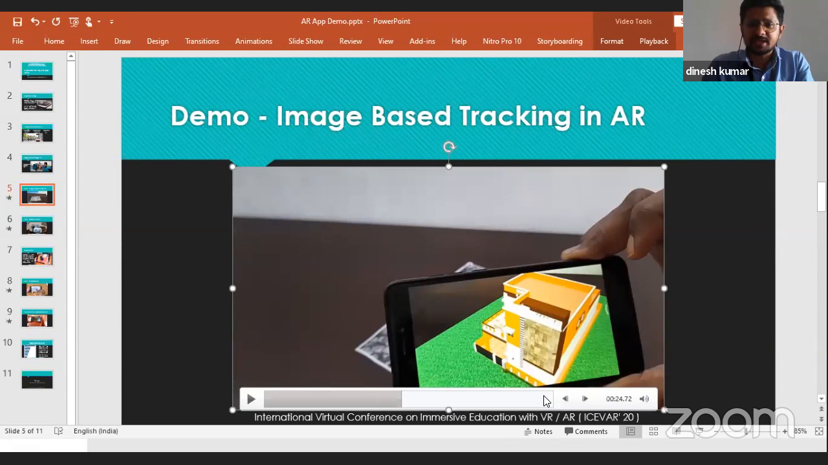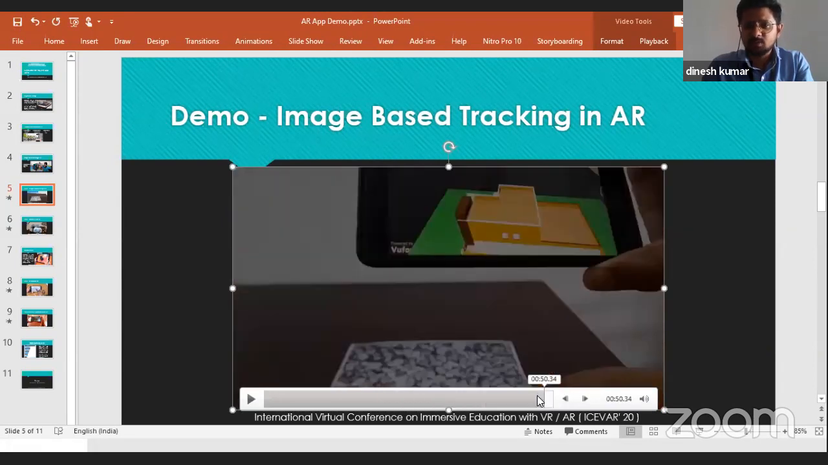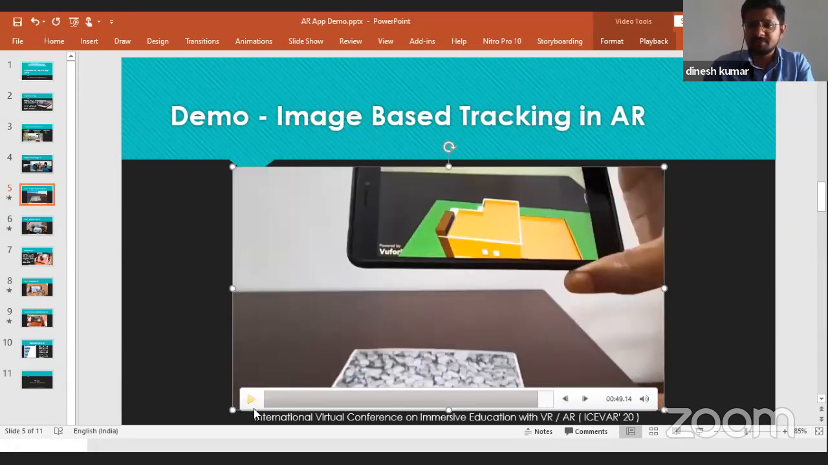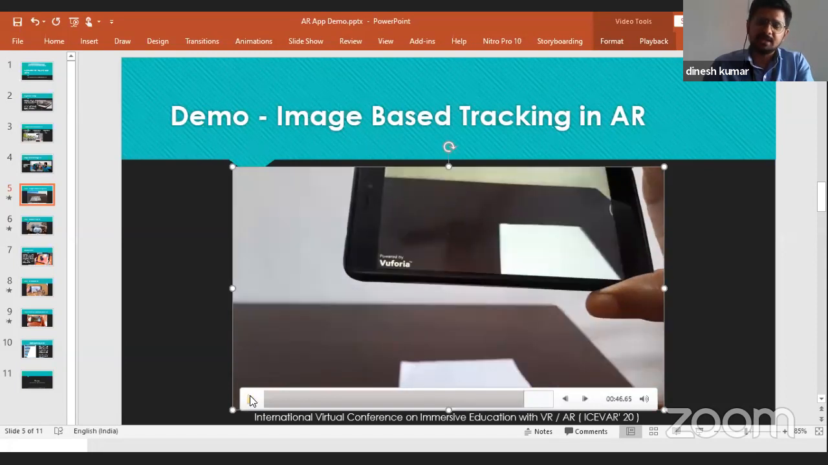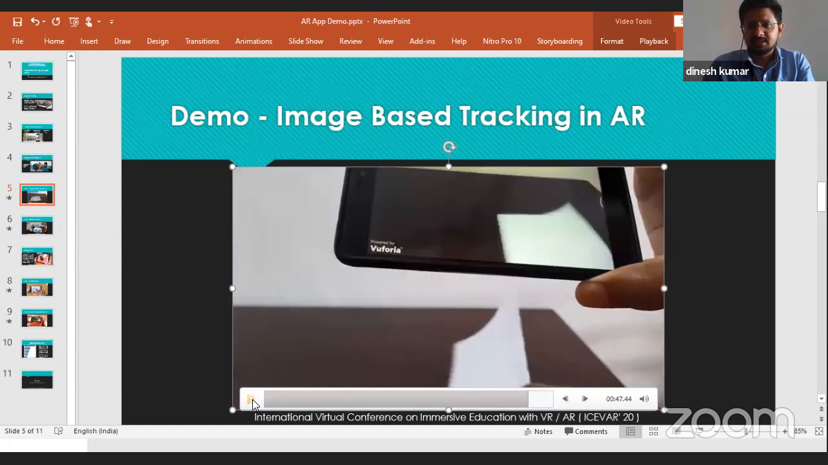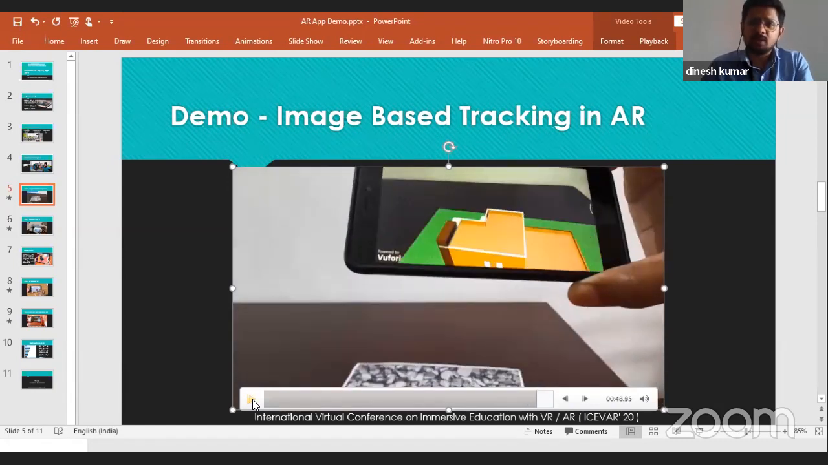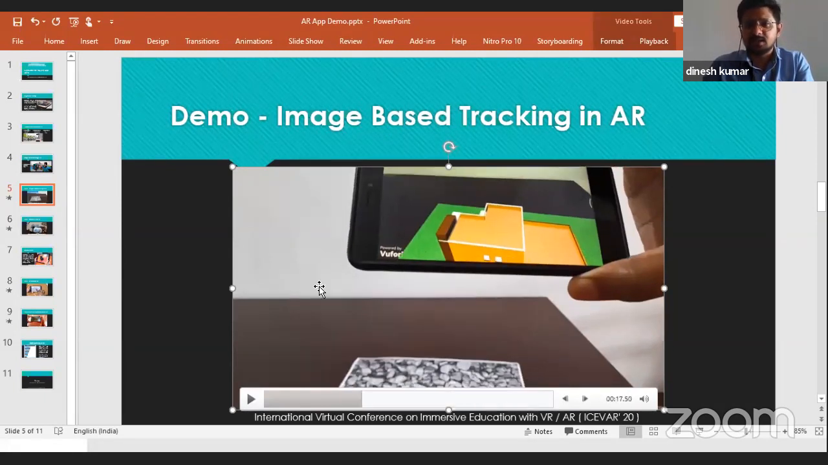And this image-based tracking works only when that specific image is visible in the camera, otherwise it won't work. You might have noticed now that the 3D model is not visible. Yeah, now the 3D model is visible or activated only when the specific image is visible to the camera. So this is one of the image-based tracking works that we have done in our research.